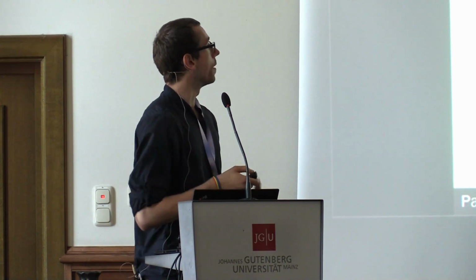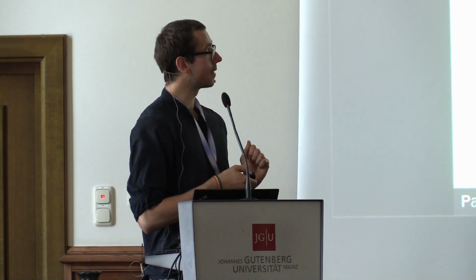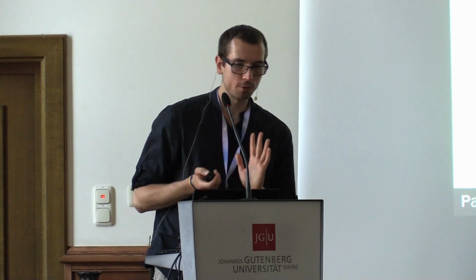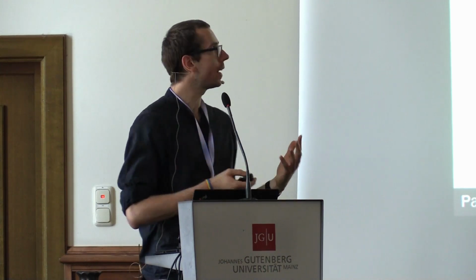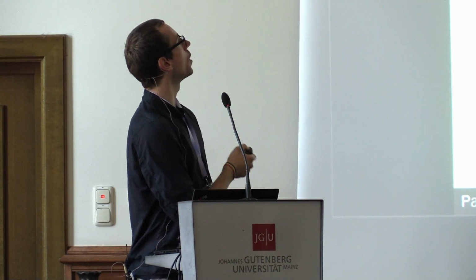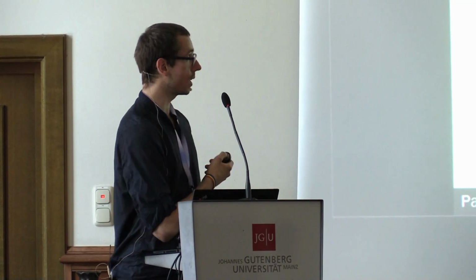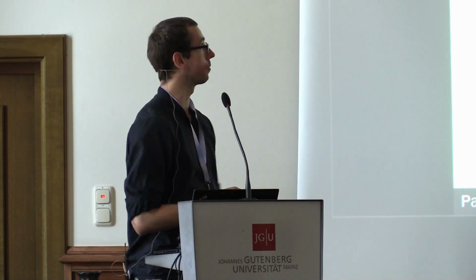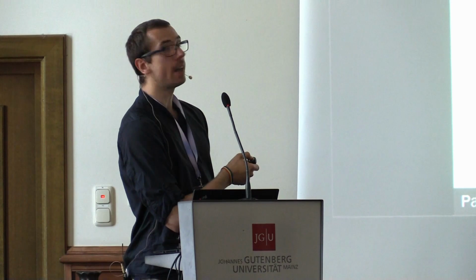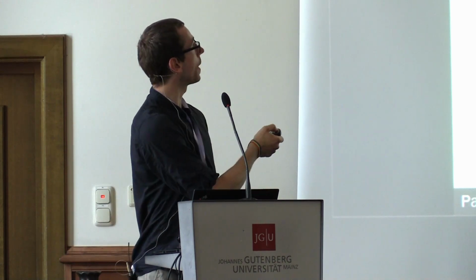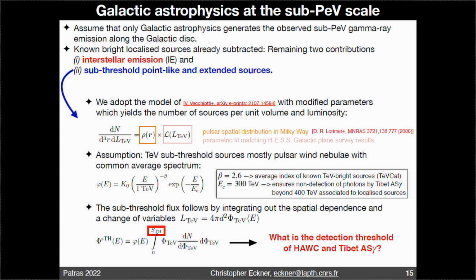So this is all fine. Then to the subthreshold population. Here we have to do a bit more of a modeling, since this is quite unknown in the TV range. And also if we then extend it to the sub-PeV range, of course. So for this we adopt a model that has been developed in this paper, and we slightly modify the parameters to fit our needs and to update a bit. In principle, it's quite simple.